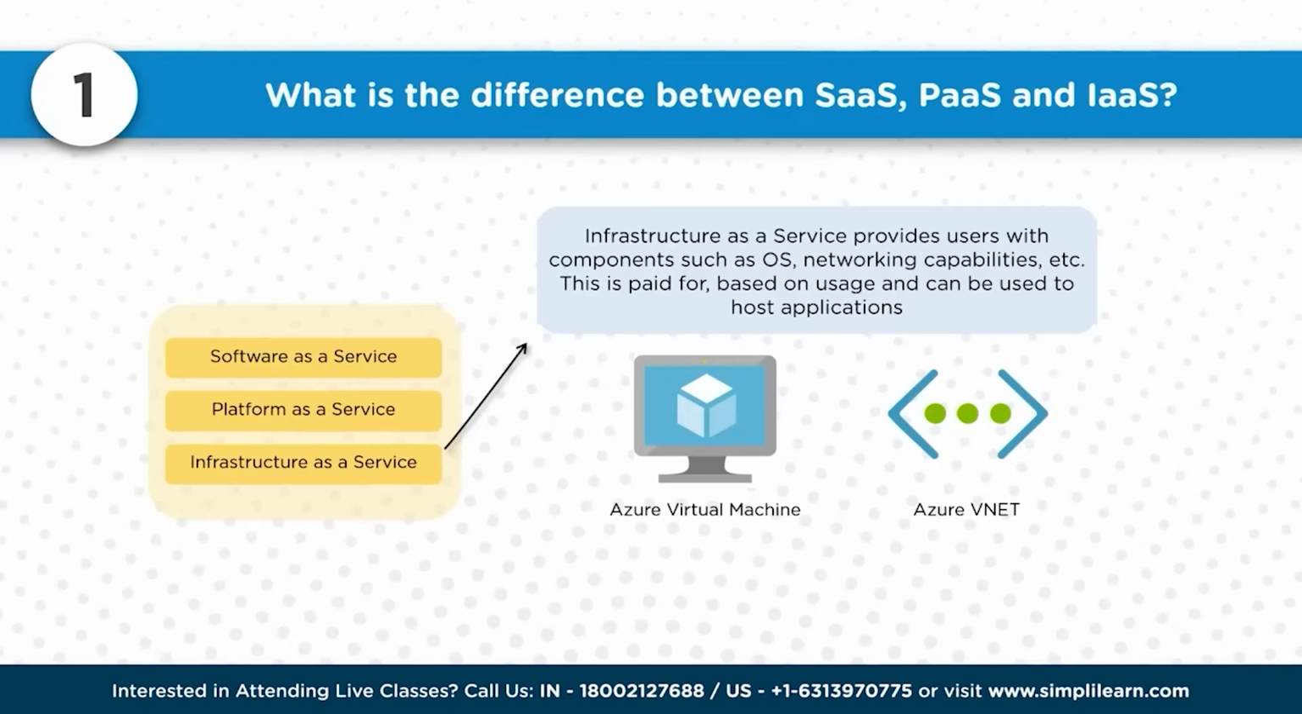In other words, this is pay as you go type. The more you use, the more you pay. The less you use, the less you pay. And some of the examples of IaaS in Azure is virtual machine. That's a great example for IaaS, and VNets for networking. That's another good example for IaaS in Azure.